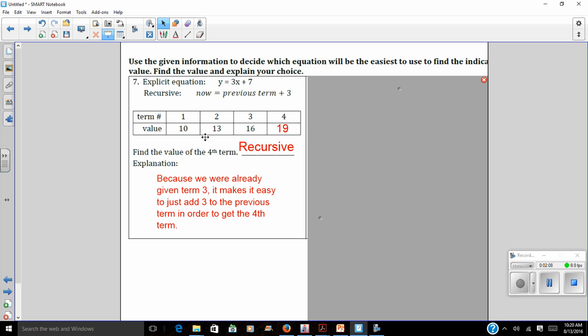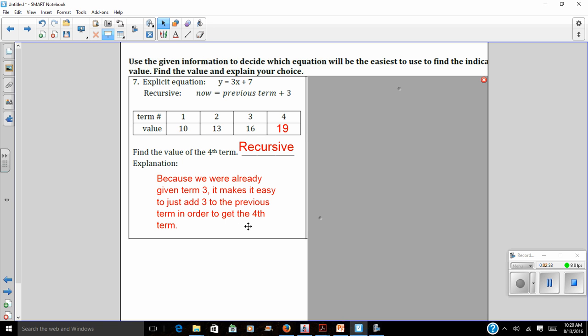Okay, so now the tricky part, or what you are being asked to do, is to determine which equation to use if we're being asked to find the fourth term and we already have the third term. We know that the recursive equation is the easiest, and that would be the choice to make when you are trying to find the indicated value. Okay, so from 3 to 4, we know all we have to do is add 3, and that is using the recursive equation, this little pattern, in order to help us.